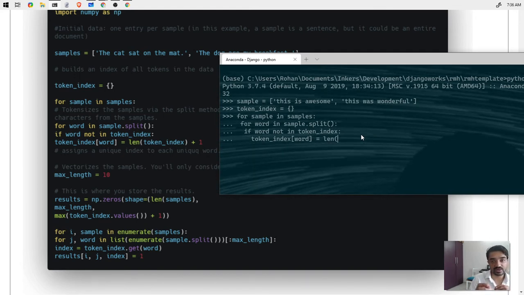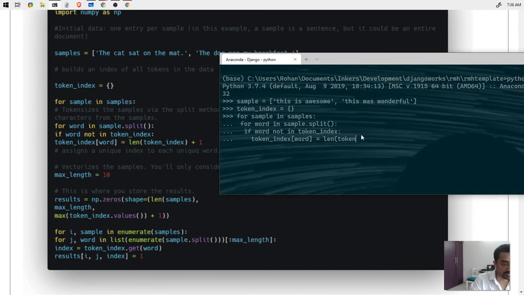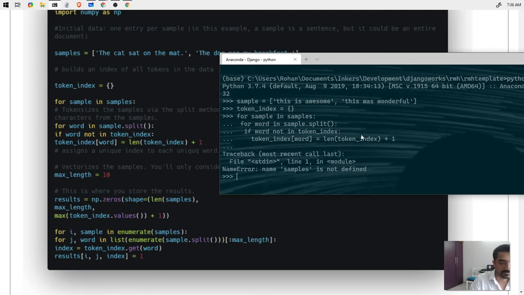So whatever word comes in, we are going to be assigning it. We are not assigning each of the words in a serial order, right? So this is one of the methods. This is not the only method. This is one of the methods. So index plus 1, right? Sample is not defined. Okay, let's add.